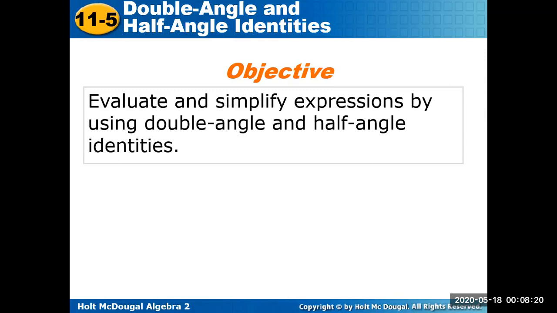This is a lesson summary of lesson 11.5, double angle and half angle identities, which is a continuation from your previous trigonometric lessons that you learned in term 2. In this lesson, our objective is to evaluate and simplify expressions by using double angle and half angle identities. We'll be learning some more identities known as double angle and half angle identities, and we will use those identities to evaluate and simplify expressions.